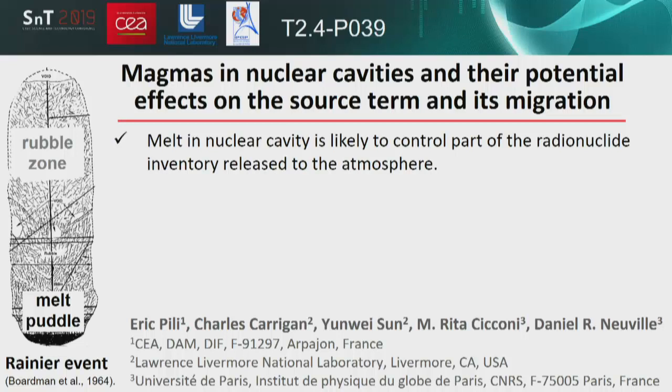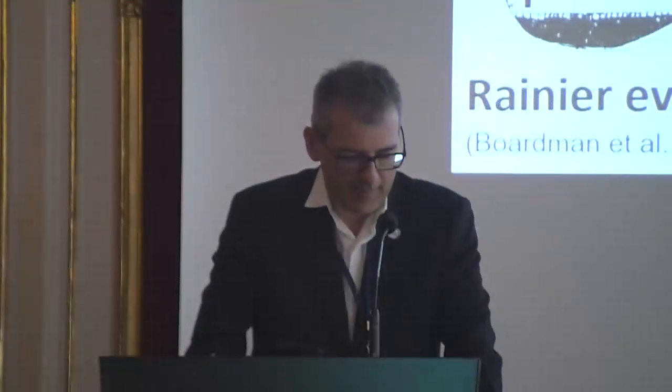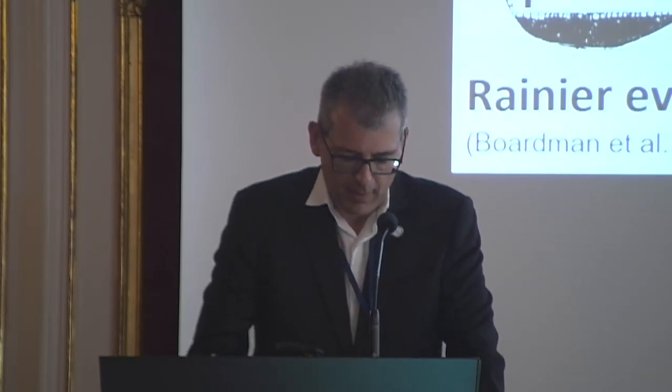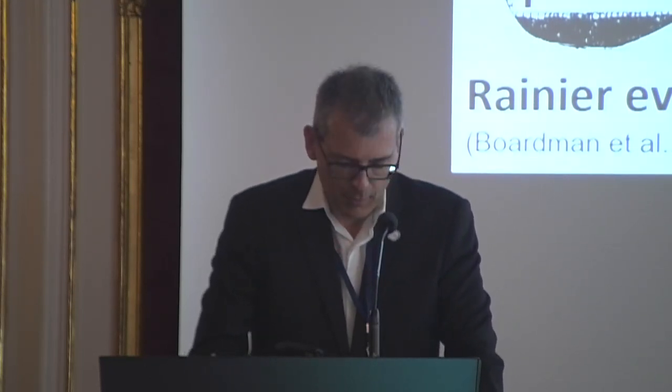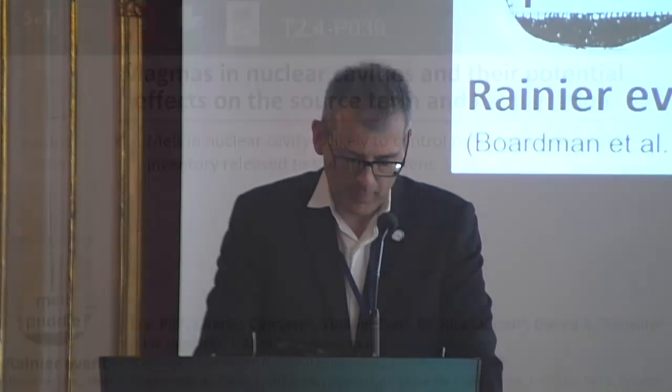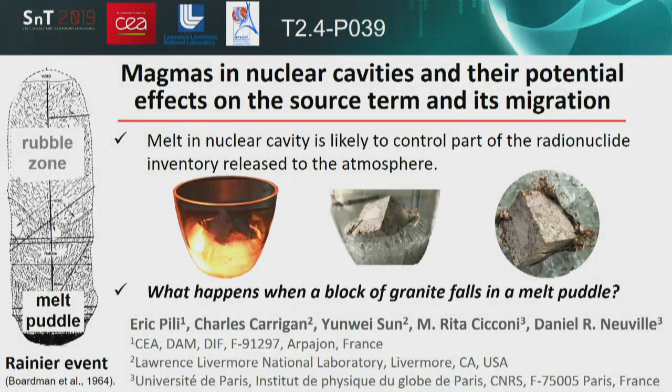Hi. Melt in a nuclear cavity is likely to control part of the radionuclide inventory release to the atmosphere. As illustrated here on the left for the Rainier underground nuclear explosion, the nuclear cavity is a complex mixture of melt and rubble fallen from the chimney above. If you want to learn more on what happens when a block of granite or other rocks falls in a melt puddle, please come to our poster. And as you can see, this is a collaborative project between CEA France, Livermore Laboratory in the US, and the University of Paris. Thank you.